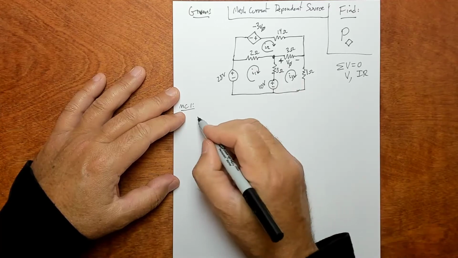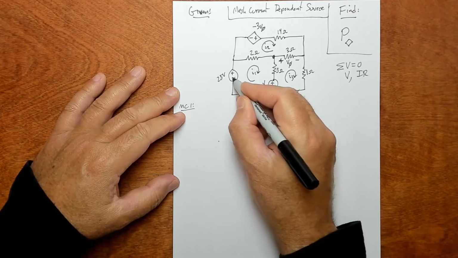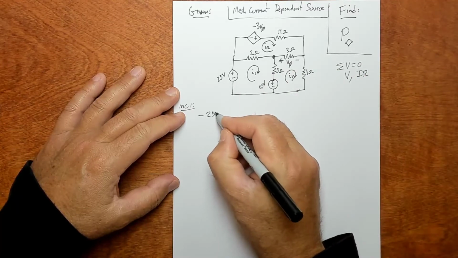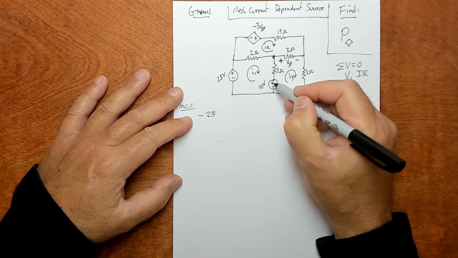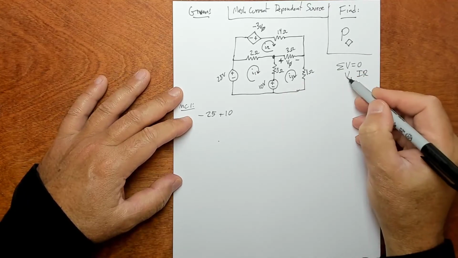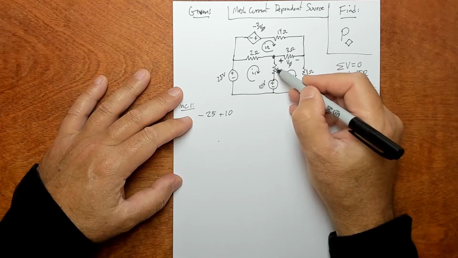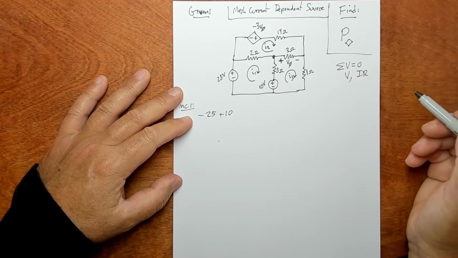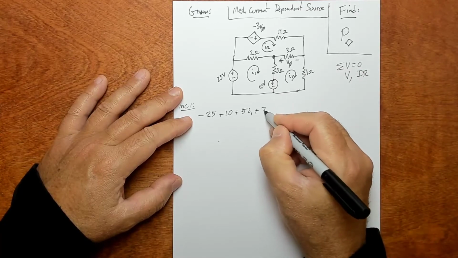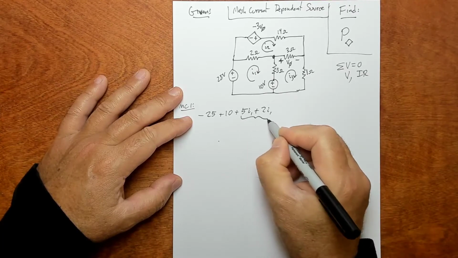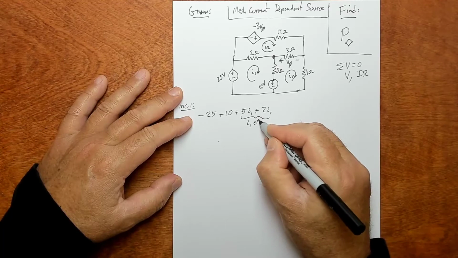You're coming into the negative sign with reference to the loop, so this is negative 25. And you're coming into the positive sign with this one, so it's positive 10. Those are the V terms. Then you do the 2I1 and the 5I1 IR terms. So it's 5I1 and 2I1. These are what I like to label as the I1 primary effects.